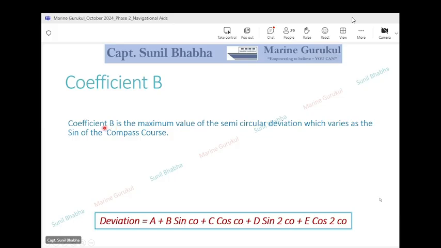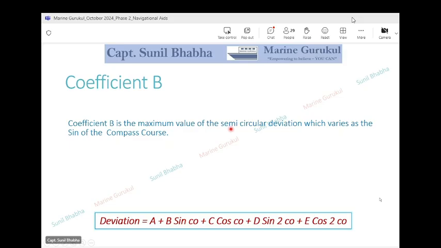So you see this definition has been picked up, or you can easily remember this definition basis the formula. Coefficient B is the maximum value of the semicircular deviation which varies as sine of the compass course. That part of the deviation which varies as sine of the compass course, the maximum possible value it can have is what is coefficient B.